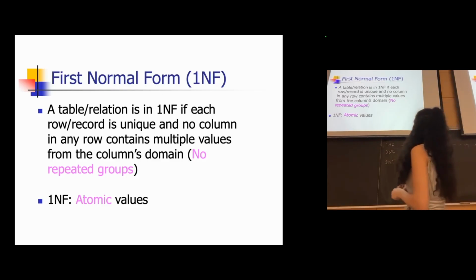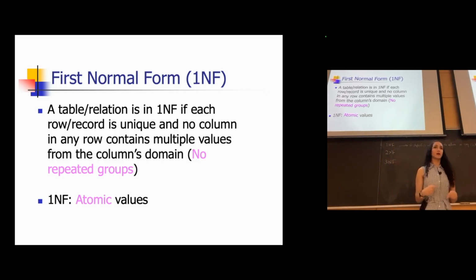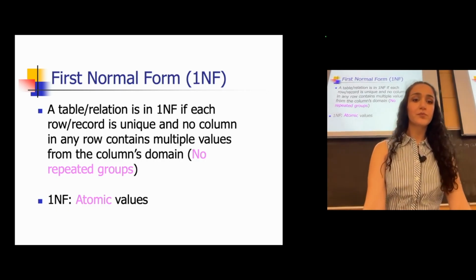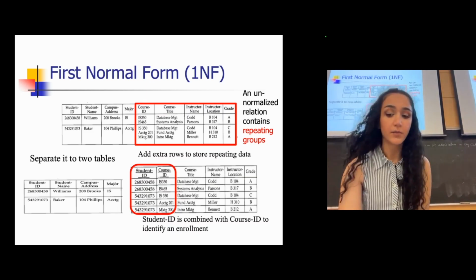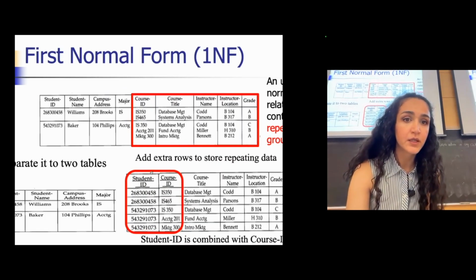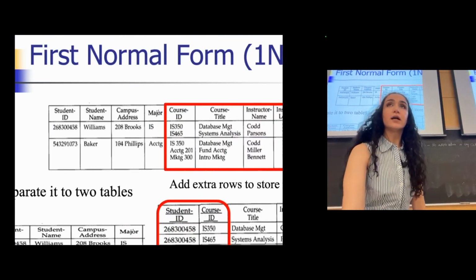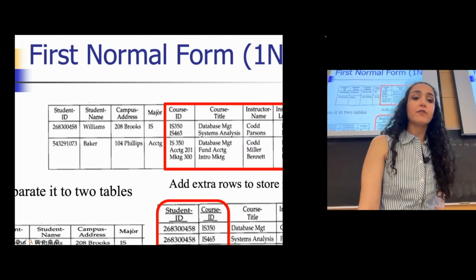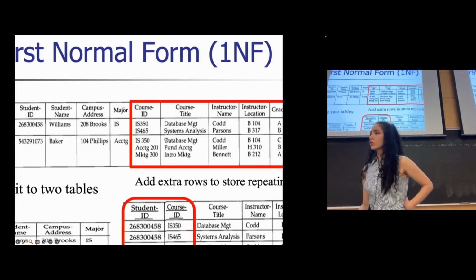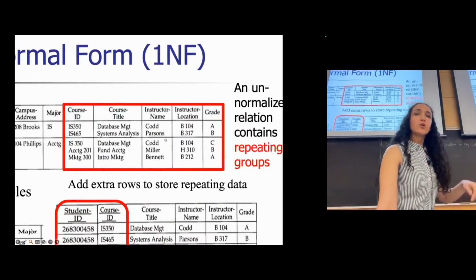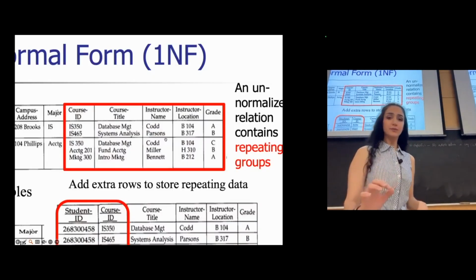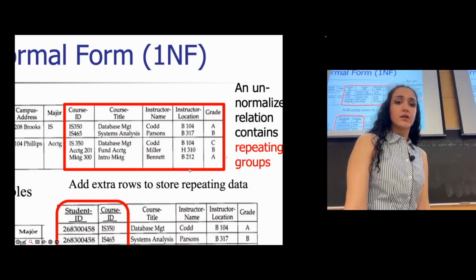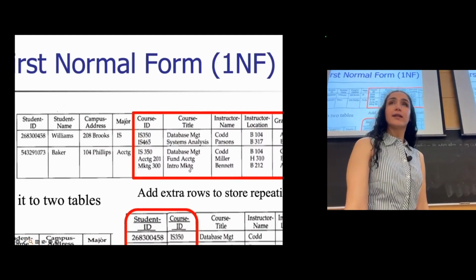And so 1NF means atomic values, right? Now, let's look at these tables, and I'm going to zoom a little bit here. In the table on the top, we have student ID, name, campus address, major, course ID, title, instructor. So basically the table that we initially had, putting everything in one table, right? And so is this table in 1NF?